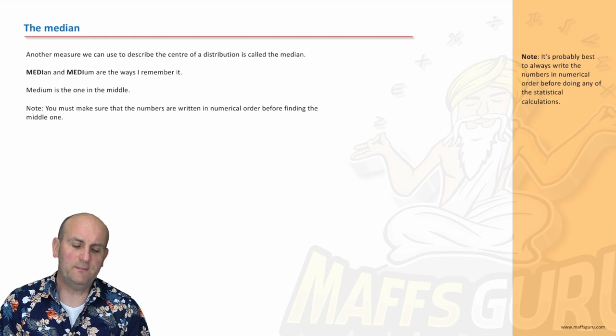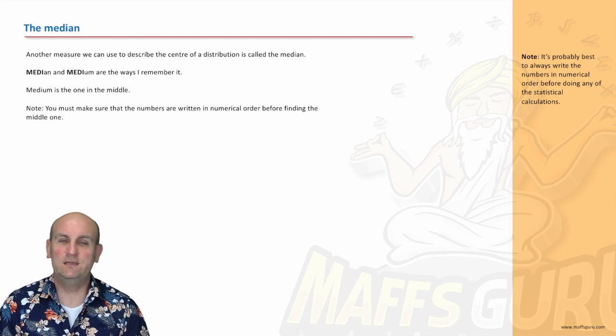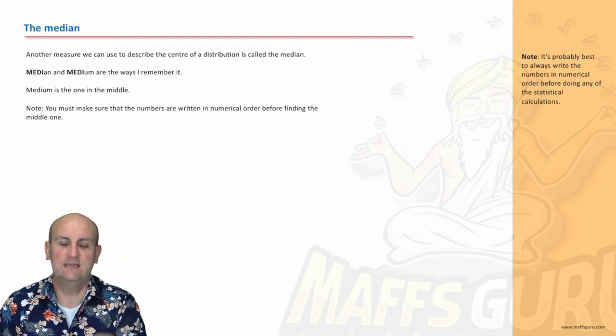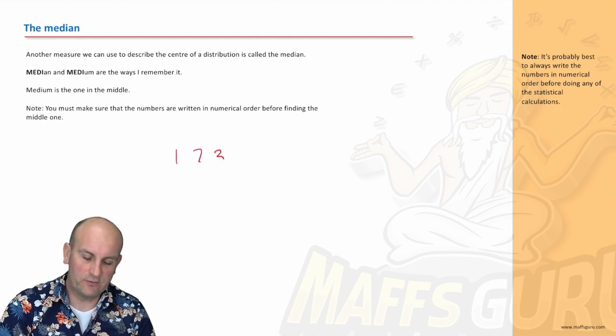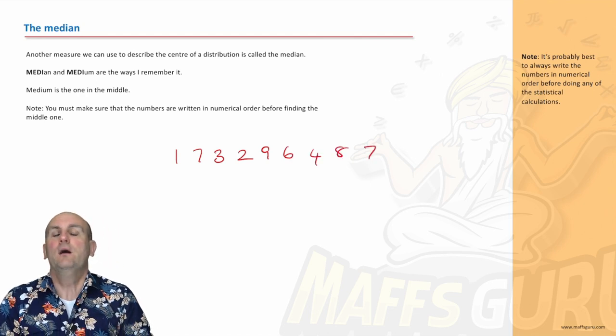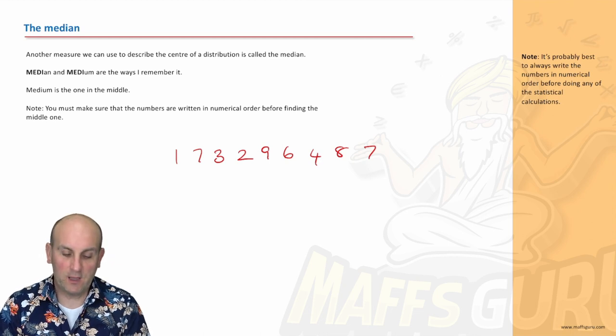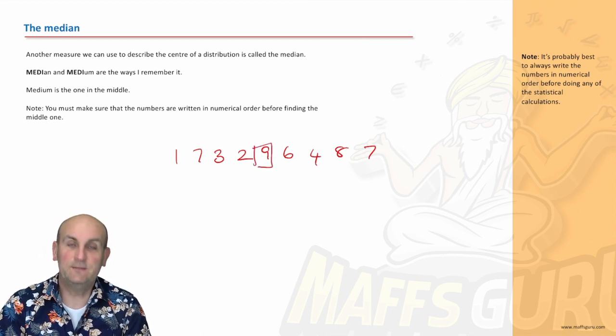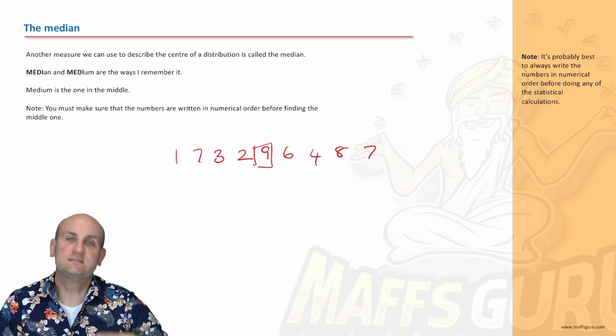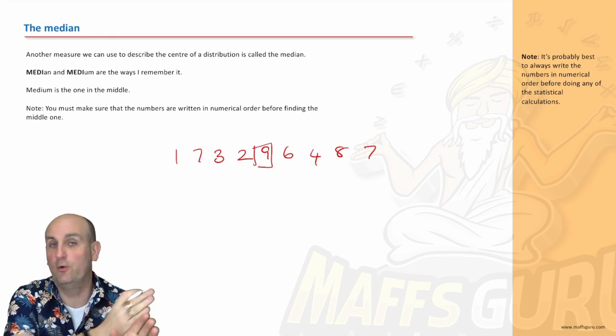All right. So another measure we can use to describe data is called the median, which is the number in the middle. Now, the problem with this is, if I gave you the numbers 1, 7, 3, 2, 9, 6, 4, 8, 7, how many numbers have I got? 1, 2, 3, 4, 5, 6, 7, 8, 9 numbers. People will go, oh, 9 is the median. No, it isn't. Because to find the middle one, you've got to put them in order first.